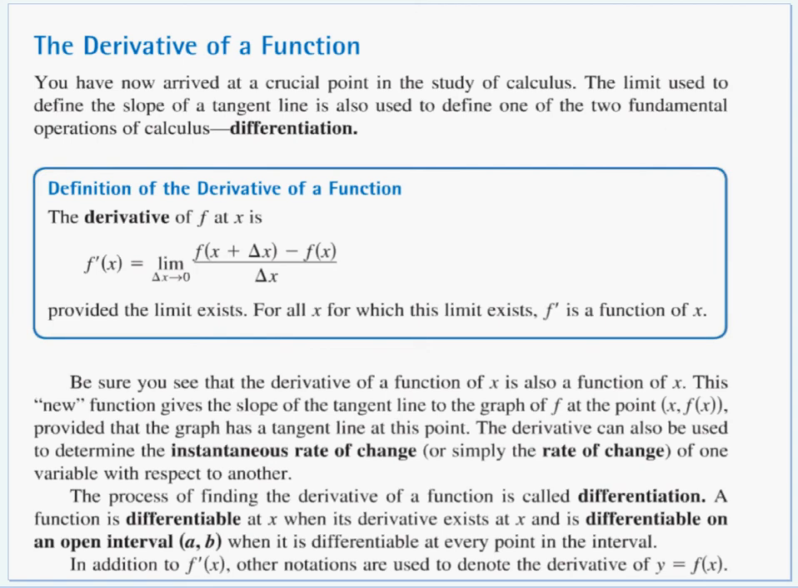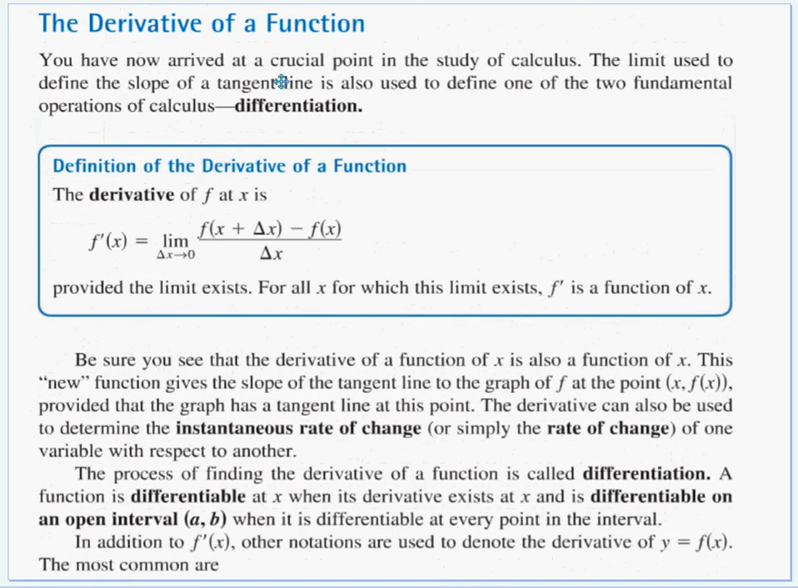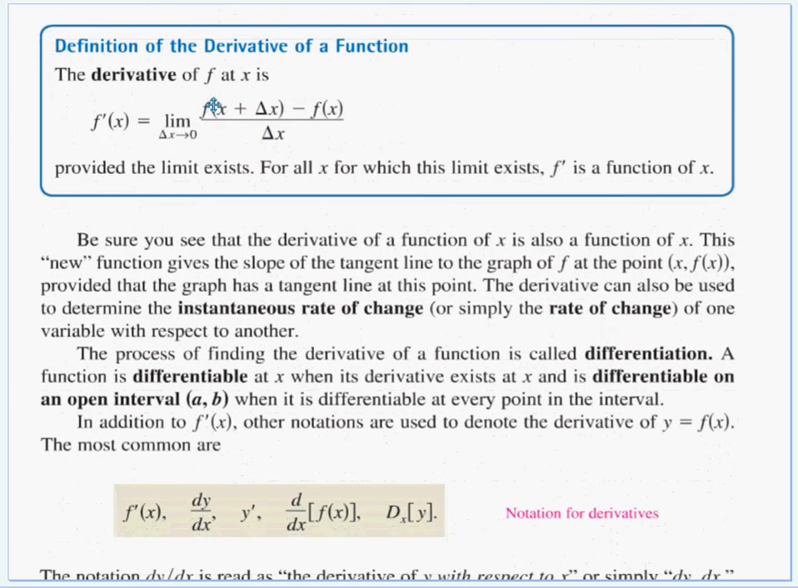So here it is, the derivative of a function. We've now arrived at a crucial point in our study of calculus. The limit used to define the slope of a tangent line is also used to define one of two fundamental operations of calculus, differentiation. The derivative of function f at point x is, here's our limit definition, that difference quotient, and there's the notation I talked about in that last example. F prime of x is equal to our limit as our delta x approaches 0 of our difference quotient, f of x plus delta x minus f of x over delta x, provided this limit exists.